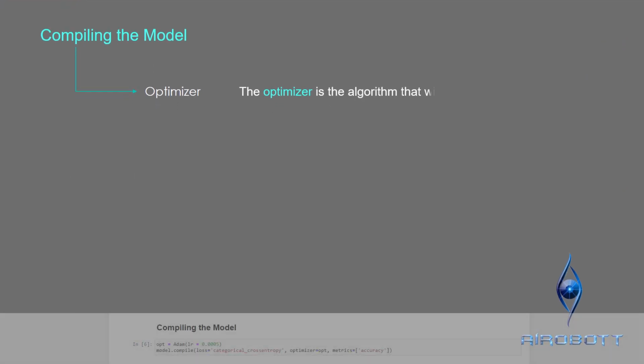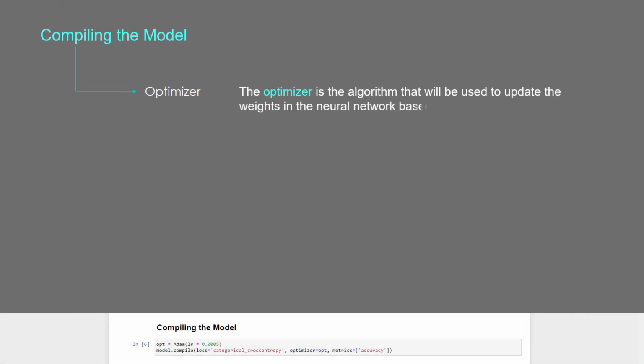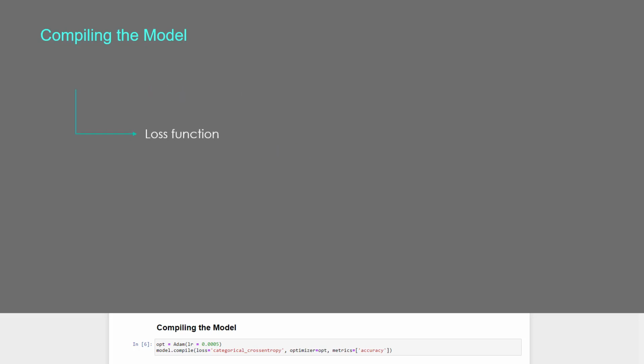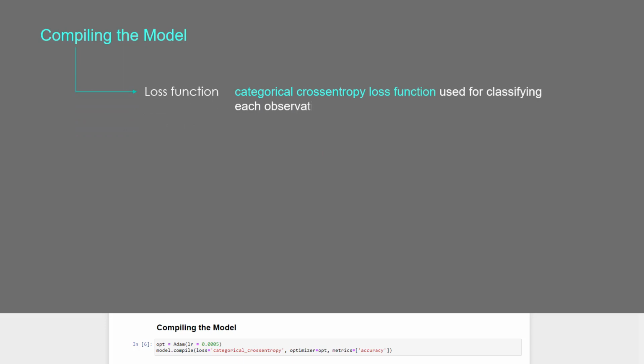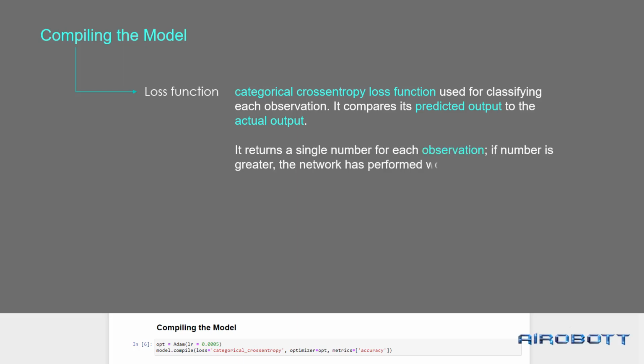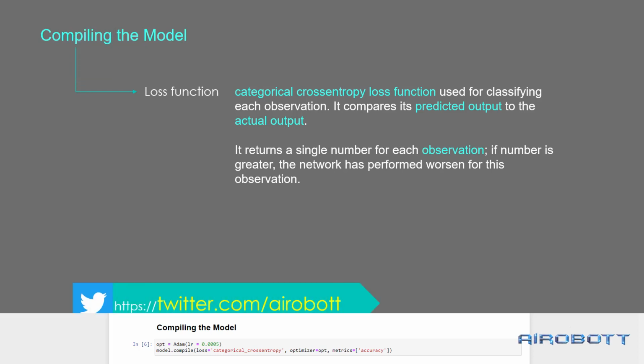The optimizer is the algorithm that will be used to update the weights in the neural network based on the gradient of the loss function. Here we have used the Adam optimizer. For the loss function, categorical cross entropy is used for classifying each observation. It compares the predicted output to the actual output and returns a single number for each observation. If the number is greater, the network has performed worse for this observation.